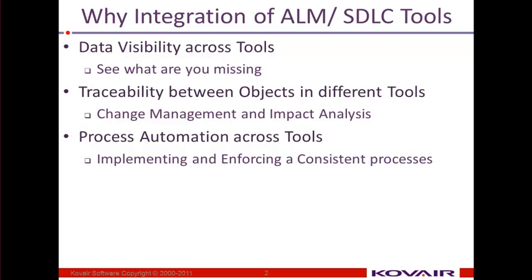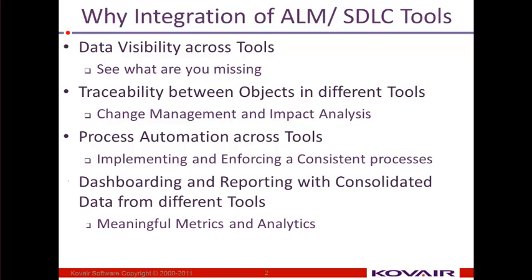Next is process automation across the tool boundary. Often we use different tools which have their own process automation engine built in. For example, we may have a bug tracking tool, a requirements management tool, and a configuration management tool, each having its own built-in state-based process engine. But what about a process which cuts across the tool boundary, where each of the activities is actually happening in different tools? When you are integrating a number of different tools, that should be one of your goals.